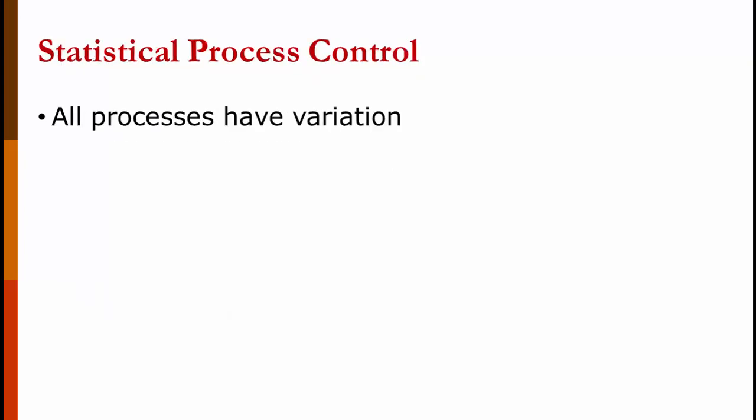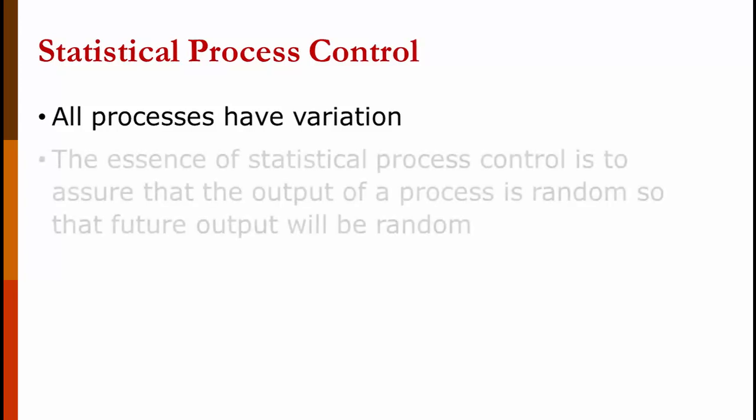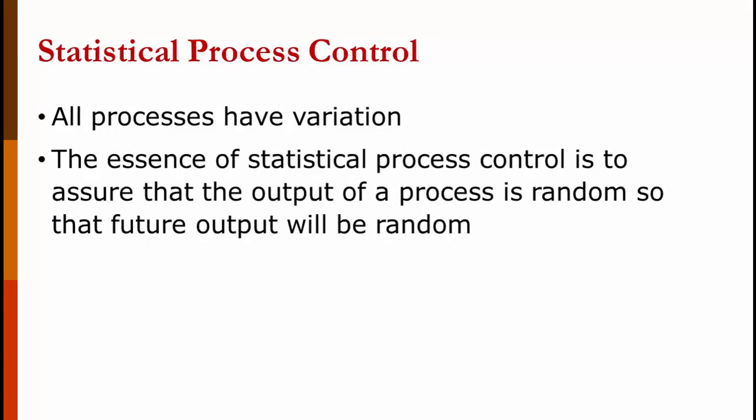All processes have variation, even automated processes, even robotic processes. They all have variation. The variation that they normally have is random variation. The reason we're monitoring the process is to make sure that we only have random variation. There are two types of variation: random and assignable variation.